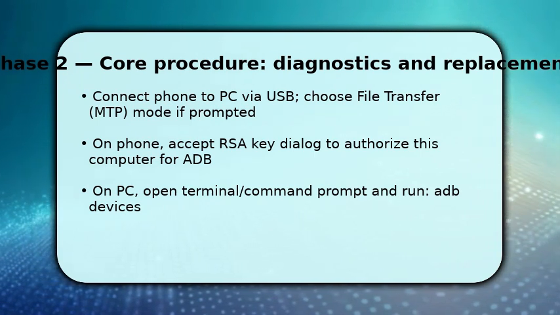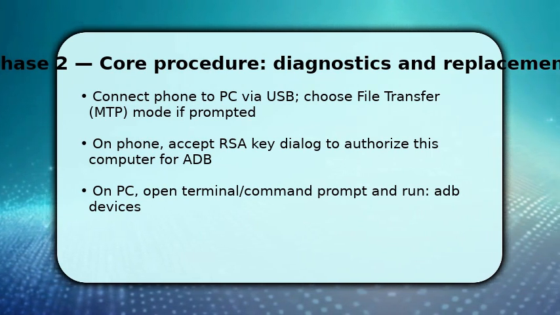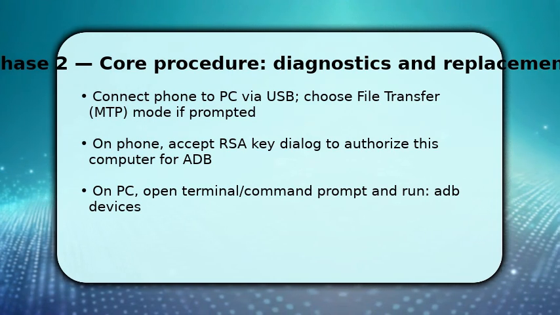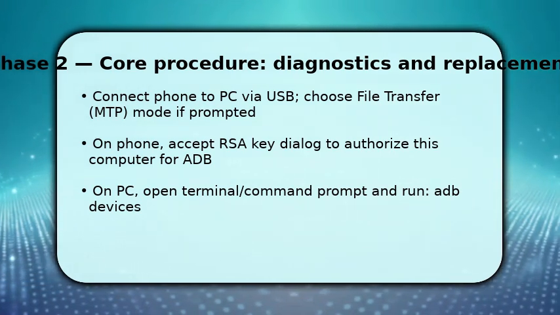On the PC, open a terminal in the Platform Tools folder and run adb devices to confirm the device appears. If it shows as unauthorized, revoke authorizations and retry. Once listed, you can run commands and debug apps.